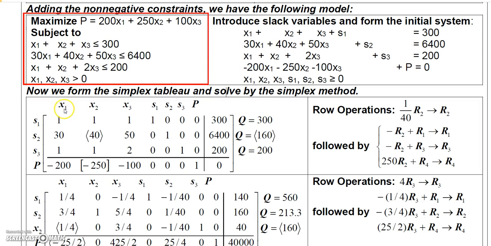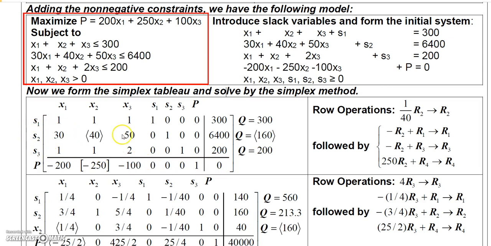Okay, so now what we're going to do is we're going to put this in a tableau. So you're going to have a column for x1, x2, x3, your 3 slack variables, and p. And then you know how to do this. Just put your coefficients in. 1x1 plus 1x2 plus 1x3 plus 1s1 has to equal 300. The second equation, 30x1 plus 40x2 plus 50x3 plus s2 has to equal 6,400. The third equation, x1 plus x2 plus 2x3 plus s3 has to equal 200. And your last equation, negative 200x1 minus 250x2 minus 100x3 plus p must equal 0.